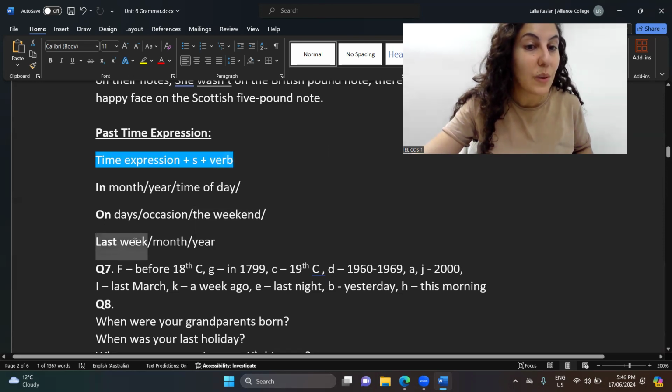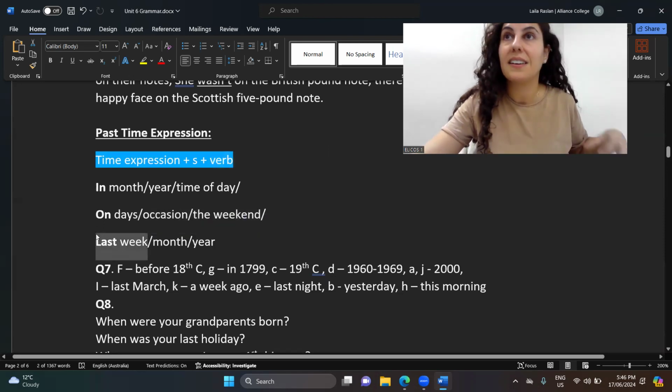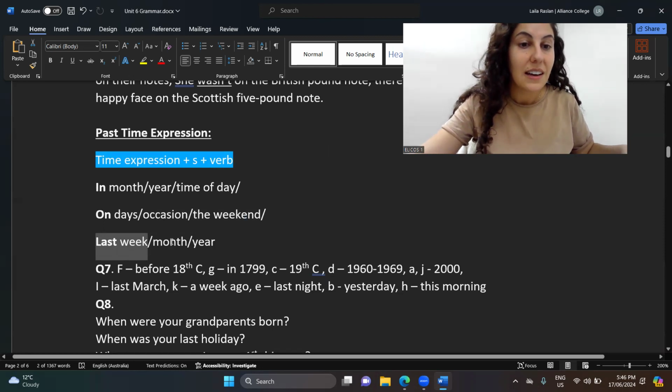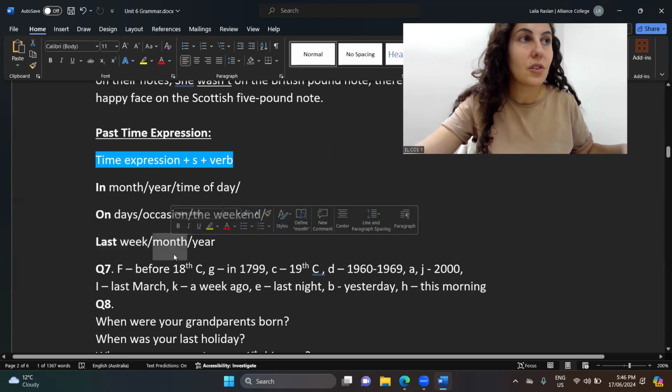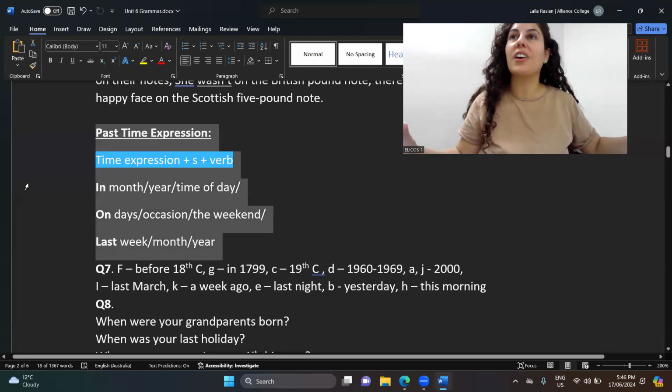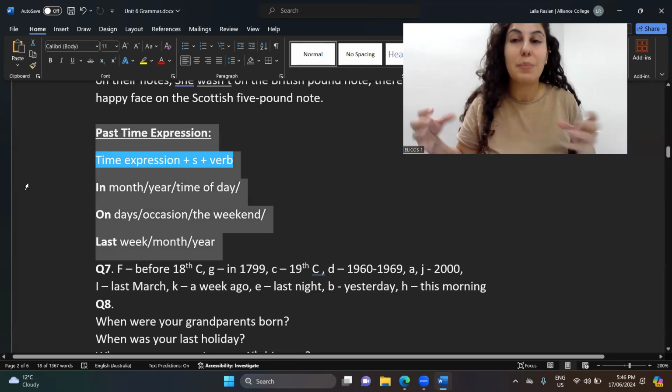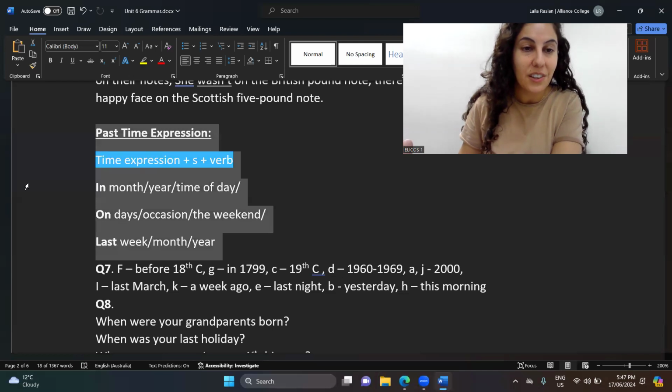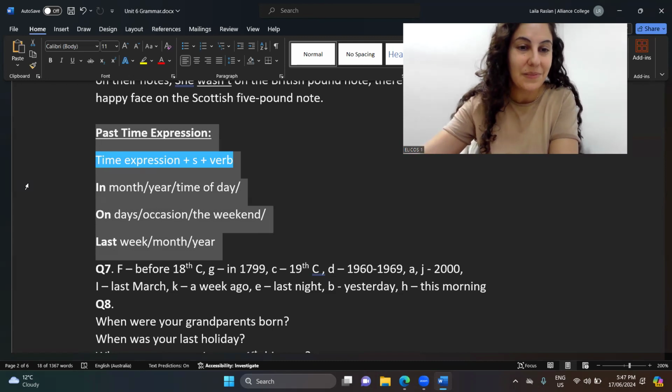You could also use last week. That's a time expression. Last week, I went to the beach. Last month, I saw an amazing film. Last year, I bought a home, or I moved to Australia. Okay, so now we can also add the time expression before telling someone what did we do. So it's very easy to say when you did it first and then what did you do.